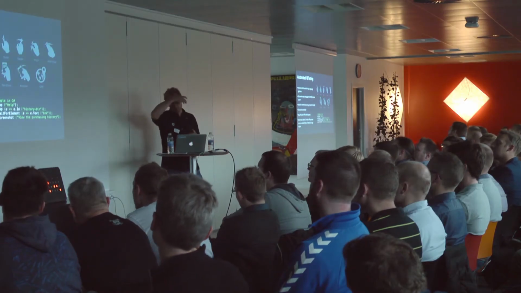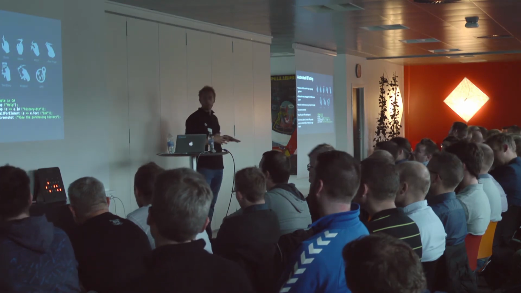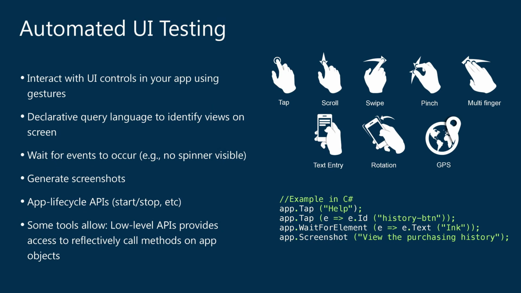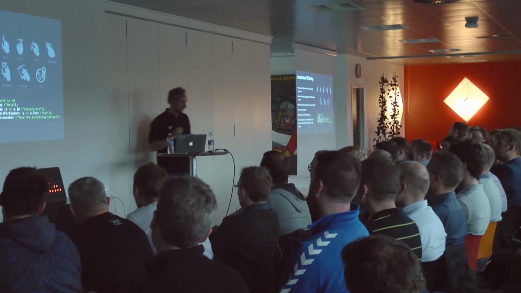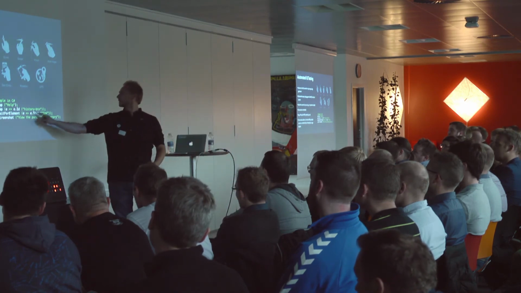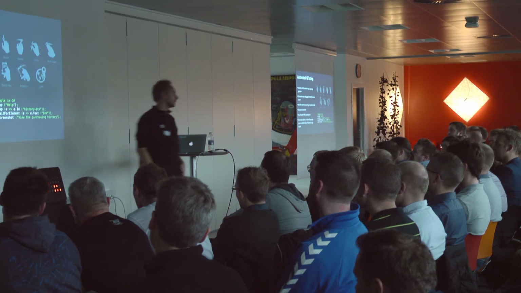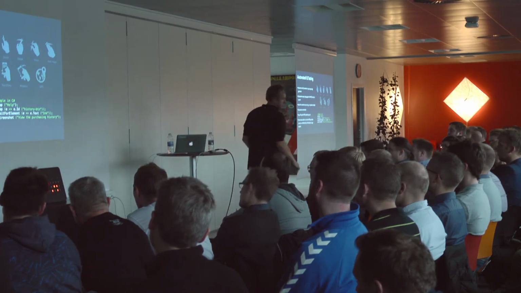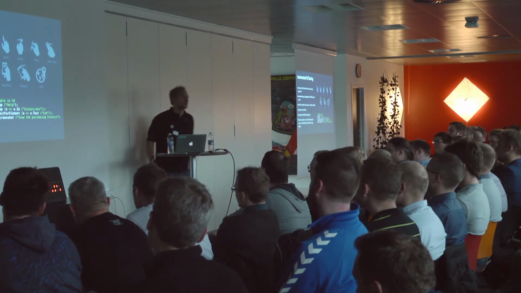Here's a small snippet of code in C#. Rasmus will show you more of this. But the basic API is pretty simple. So app.Tap("Hello") finds the text hello and performs a tap gesture on it. There's also a small query language, which is wait for the element which has the text Inc or the IDE history button. So there's a small declarative API to identify views on the screen. It does more. You can search the view hierarchy or talk about siblings or parents and so on. It's quite expressive. And then app.Screenshot is another example.